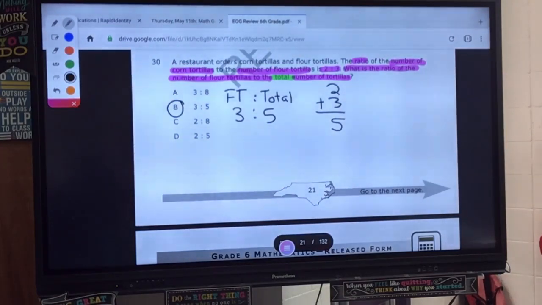So whenever it's asking you for the total in a ratio, what do you have to do to find the total? Add what? Right, so you have to add those 2 numbers in the ratio. Alright, make sure you get this down.